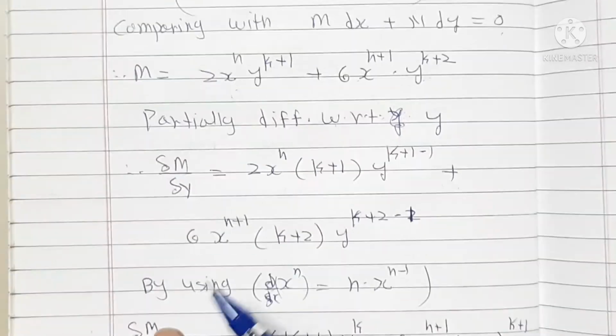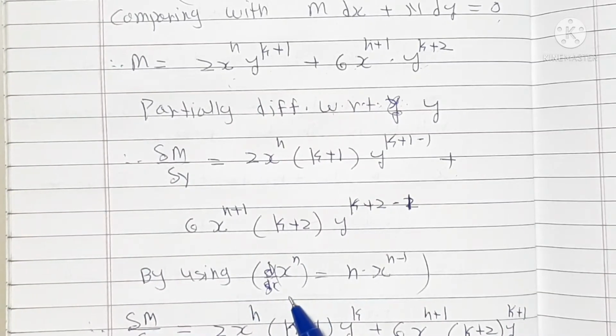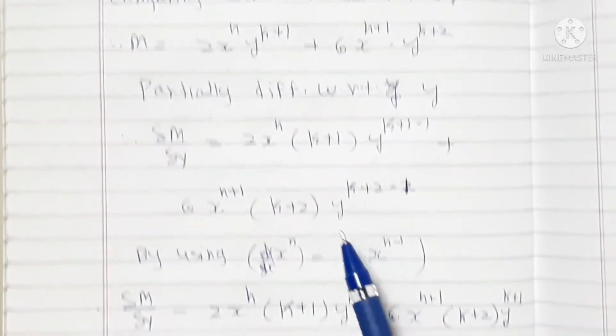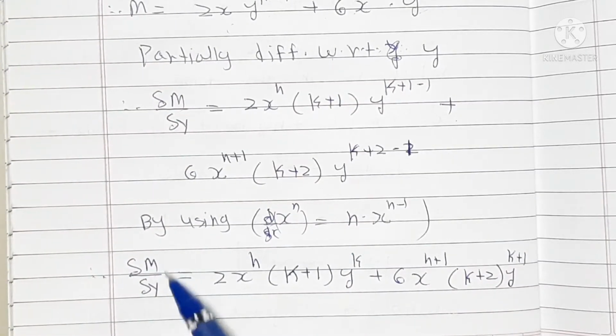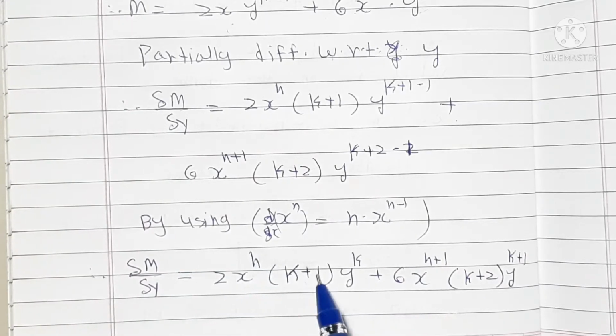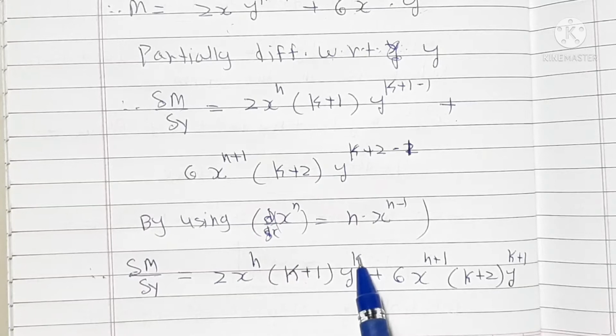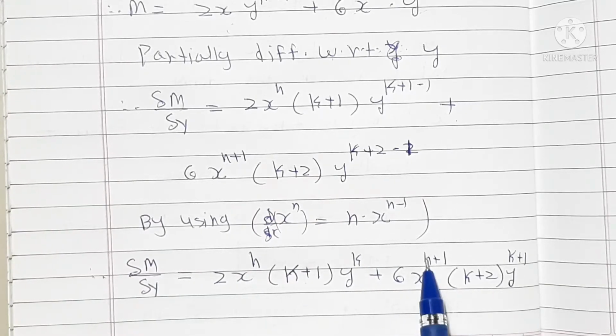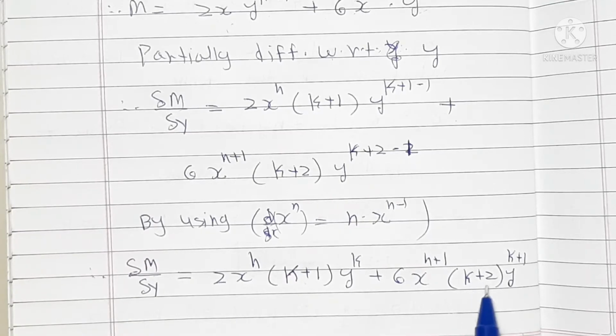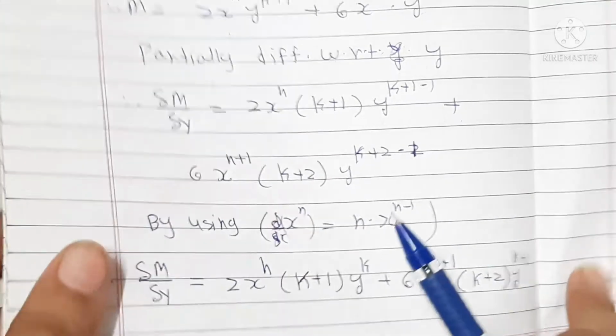By using the formula ∂/∂x of x^n = n·x^(n-1), ∂M/∂y = 2(k+1)·x^h·y^k + 6(k+2)·x^(h+1)·y^(k+1).